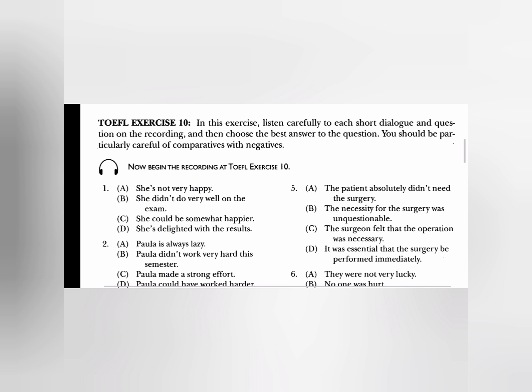Okay, after we listen to the audio, we can choose the option between A, B, C, and D. And for the question, the correct answer is D. She is delighted with the result, because the key phrase in the dialogue is couldn't be happier. This expression is a superlative, meaning the woman is expressing the highest level of happiness possible. Therefore, she is delighted with the exam result.